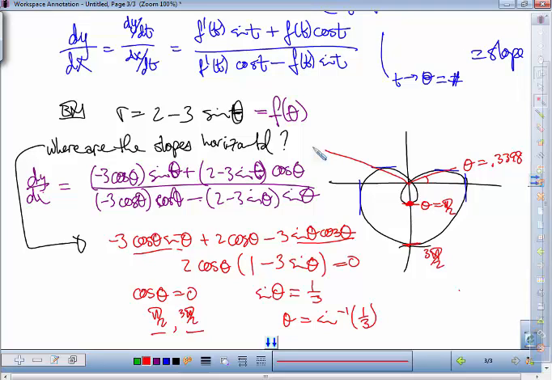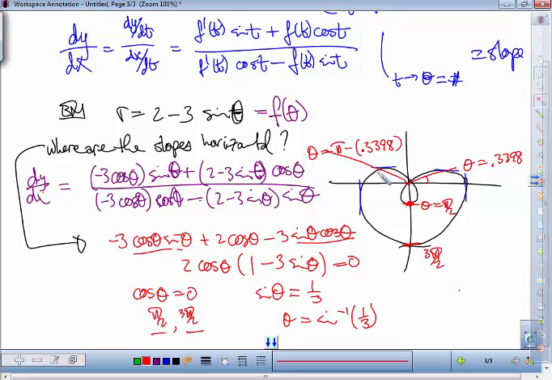Pi minus that. So this is pi over here, minus, let's say theta is equal to pi minus this angle that we found, which is approximately 0.3398. And that will give us your second angle that we wouldn't have found using the calculator. And it would be good to have a picture so that you can see what it is you're looking for.